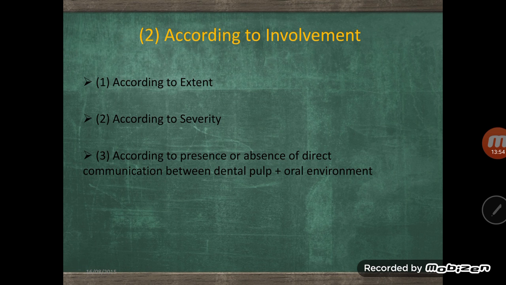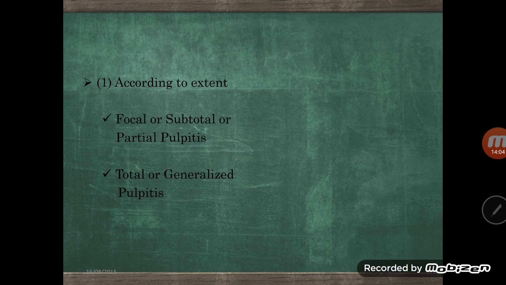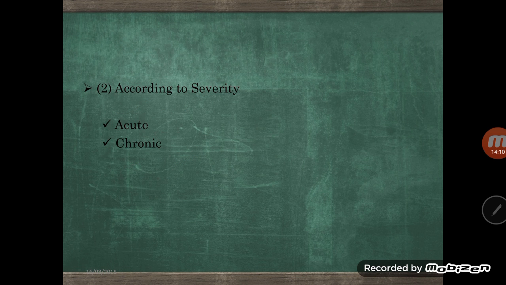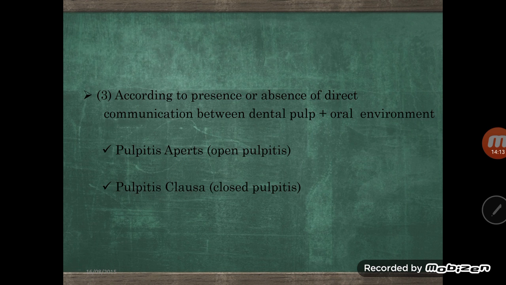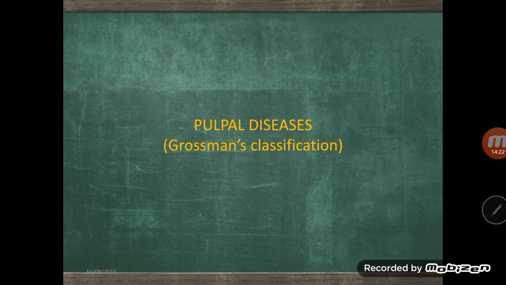According to the involvement, that is according to the extent, according to the severity, and according to the presence or absence of direct communication between the dental pulp and the oral environment. This is one of the important things. According to the extent, they can be focal or subtotal or partial pulpitis, and total or generalized pulpitis. According to the severity, acute or chronic. And according to the presence or absence of communication, it can be open pulpitis or closed pulpitis. These two words are very important, and paper setters really like these typical words.